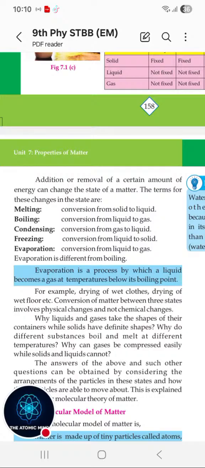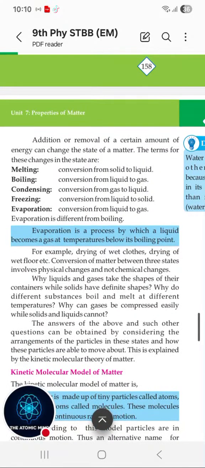Freezing occurs when liquid converts to solid. Evaporation occurs when liquid converts to gas. But remember, evaporation and boiling are different. Evaporation occurs at room temperature or temperature below the boiling point.